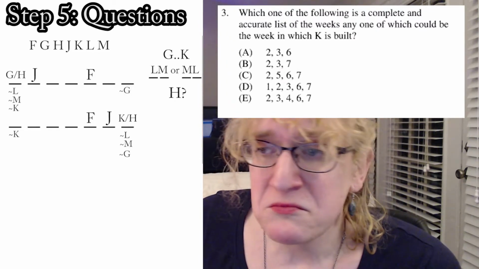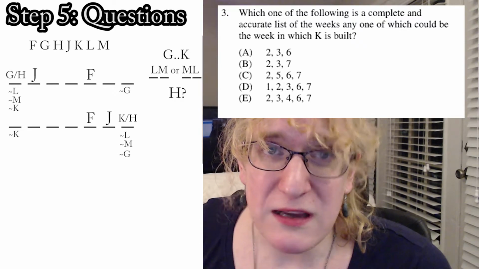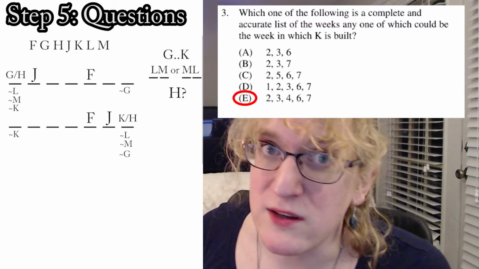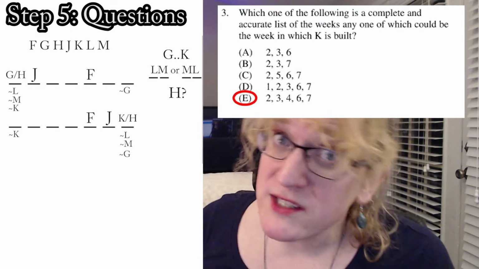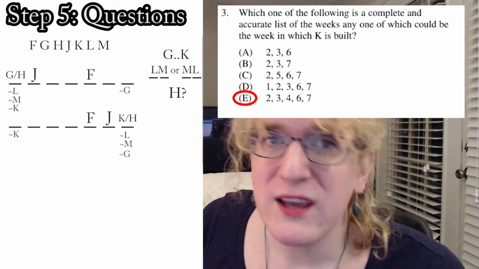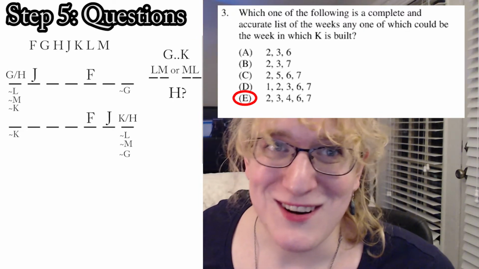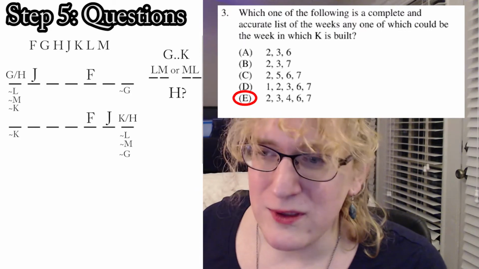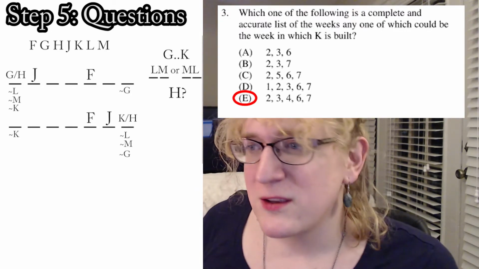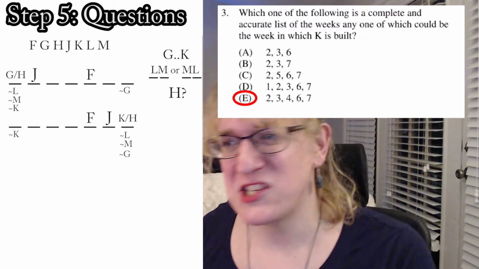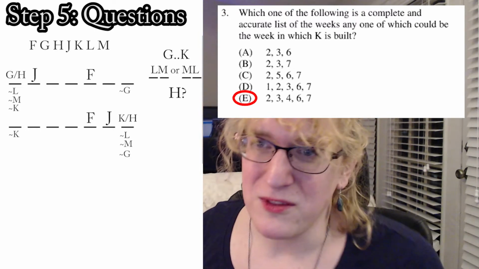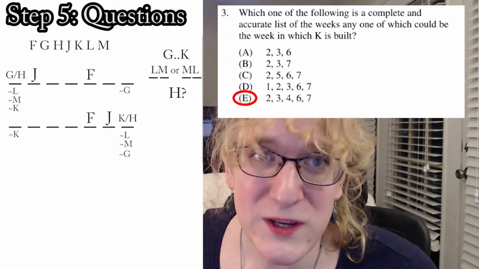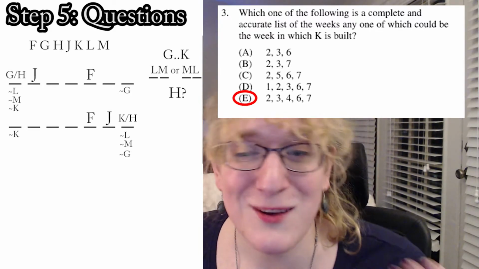Honestly, I would just say, okay, it could be 2, 3, 4, 6, 7, that's E, and we're done. Now, if you wanted to be safe, you can try putting K in each of the other weeks, and it's honestly not that hard to do. You could have G first, K second, LM third, fourth, and then F, J, H, easy. You could have G first, J second, K third, and then fill in the rest. Anyway, we know K could be 2, 3, 4, 6, or 7. That's E, and we're done.